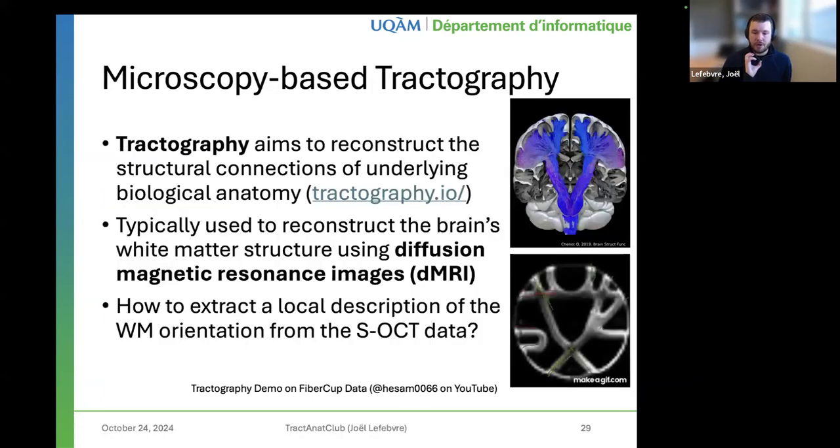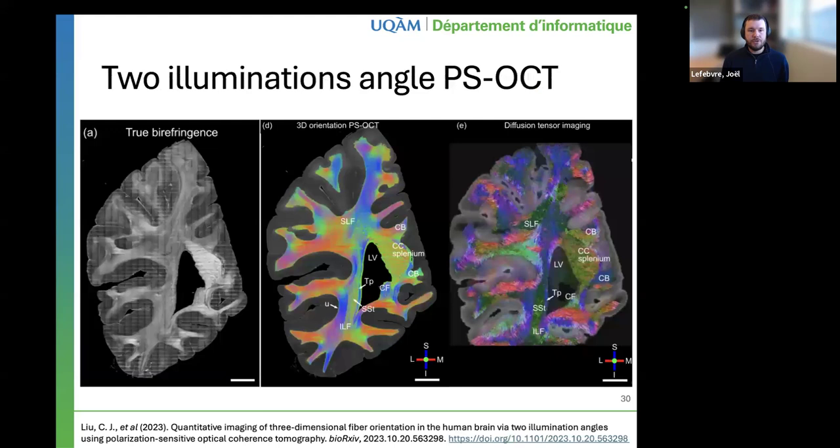So if we want to use the serial OCT data to perform tractography, what do we need? We need to describe the orientation of the fibers for every voxel inside our data. So how can we do this? There are different ways. I will show you 2 ways here. The first is to use serial 2 illumination angle polarization sensitive OCT. That's a lot of terms, but basically it means that we do serial OCT, but we also measure the effect of the sample on the polarization.